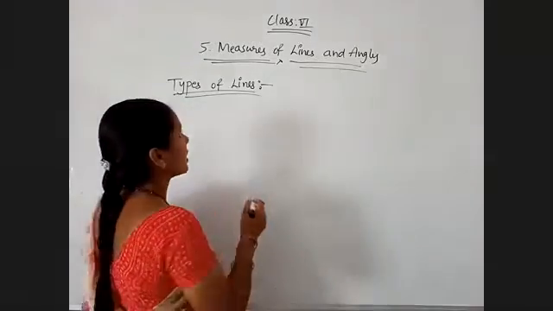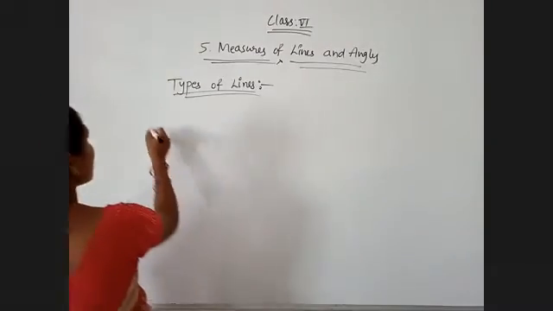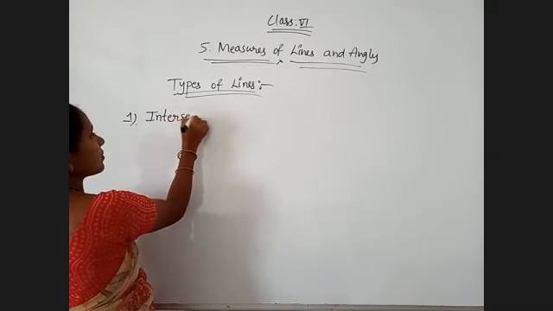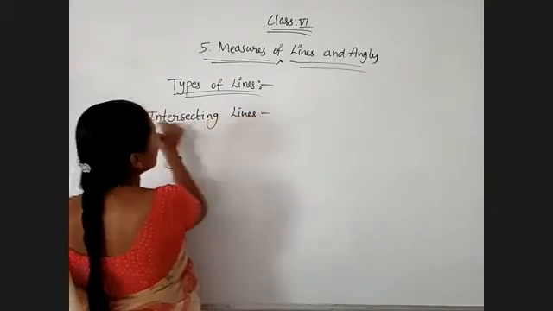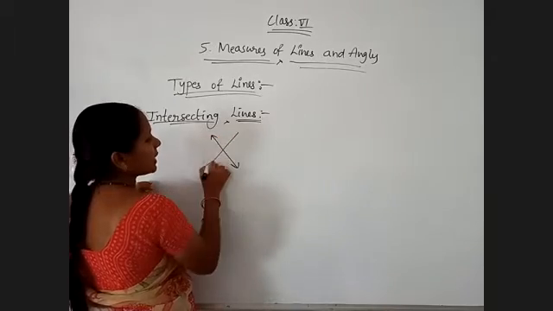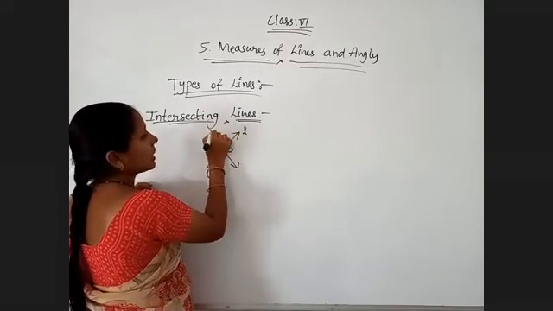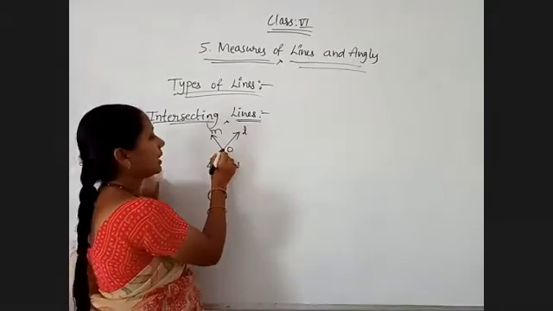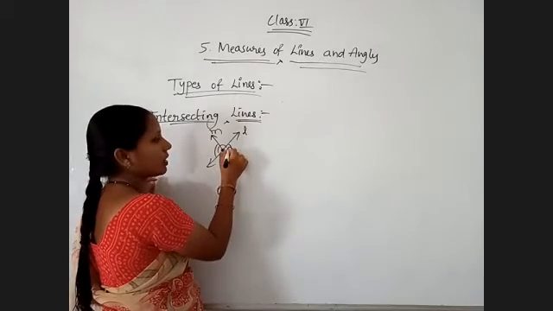Here we are discussing lines. We discussed already three types of lines, as we can observe. First one, intersecting lines. If two lines are meeting at a point, intersecting at a point, then those two lines are said to be intersecting lines. Okay? And that angle is not equal to 90 degrees, maybe greater or lesser, but not equal to 90.